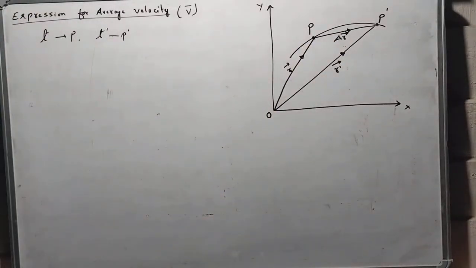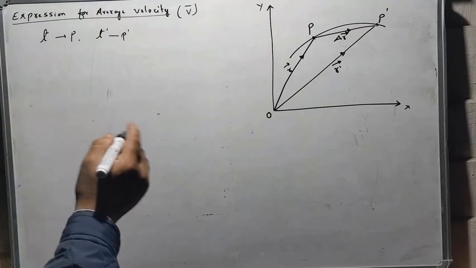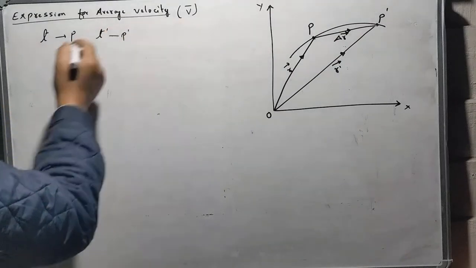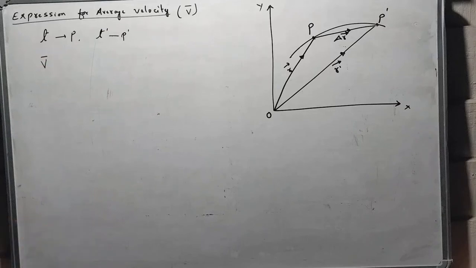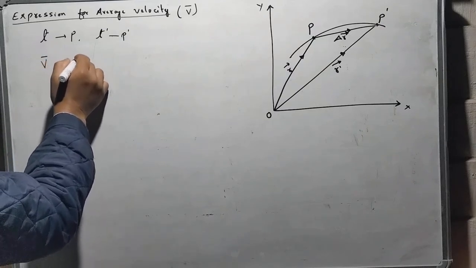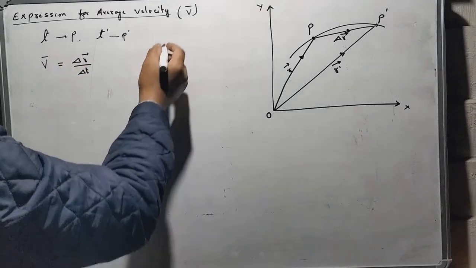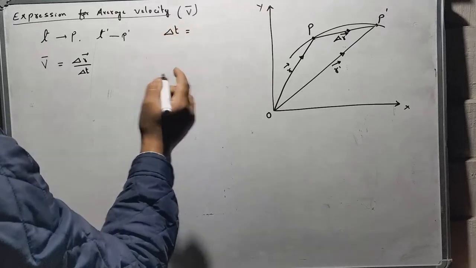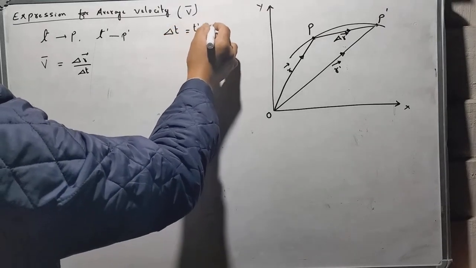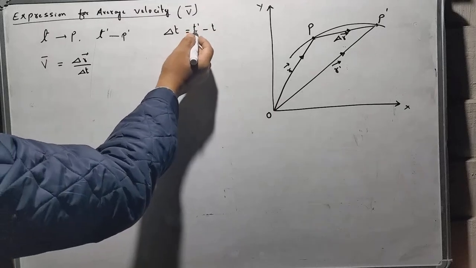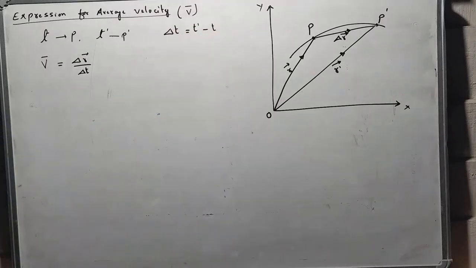Next, let us come to average velocity. If v bar is the average velocity, then we define average velocity as the ratio between the displacement and the time interval. Now this time interval delta t is equal to the final time minus initial time. Your final time is t dash, your initial is t. So this is the time interval.